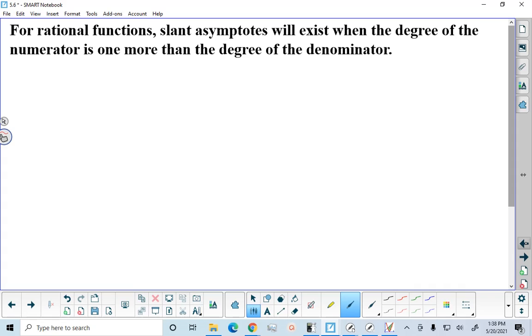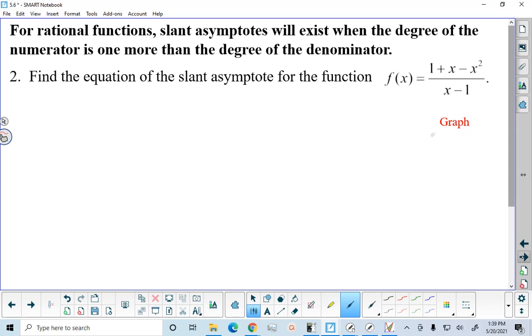By the way, I don't believe this is in your notes, but anytime you have a rational function where the degree on the top is more than the degree on the bottom, you're going to have a slant asymptote. And essentially, if the degree on the top is 1 more, that slant asymptote will be linear. And if it's linear, that's what we call it, a slant asymptote.